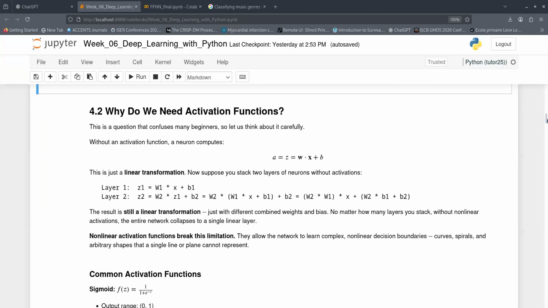So why do we need an activation function? This is very important to note because this question confuses many beginners. We need to think about it carefully. Without an activation function, a neuron computes only A equals Z. It becomes very simple because we don't have an f here. What have we said? A equals f of Z.